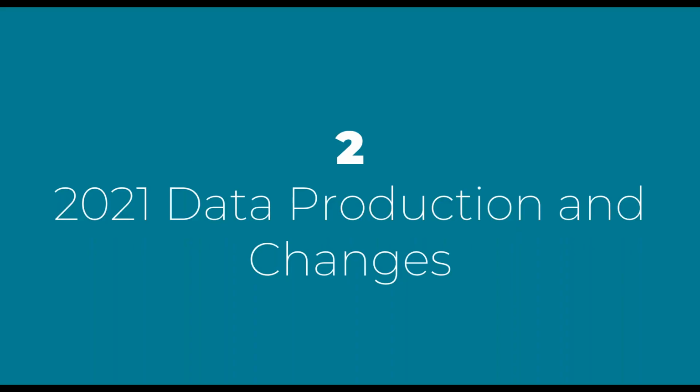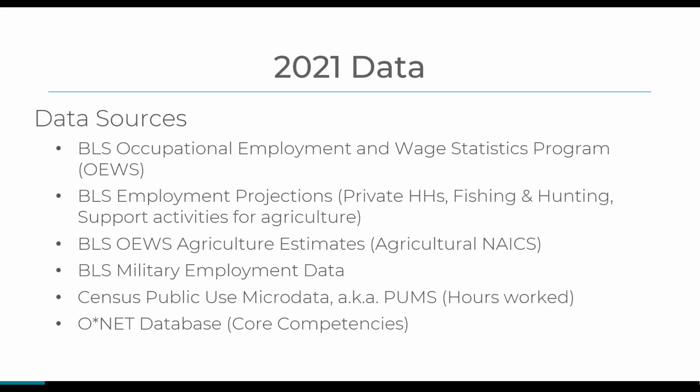Okay, so with that under our belt, let's talk about what changed for our most recent release of data, which is our 2021 occupation data set. To explain changes, we'll need to turn to the various pieces of source data that IMPLAN uses to create these sets. So these are the following 6 data sets.